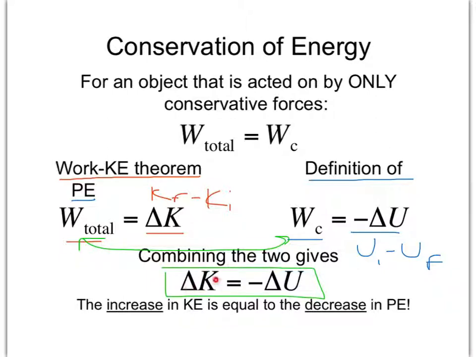As kinetic energy changes, we can say that potential energy changes inversely. So you have something at the top of a hill. It's got a lot of potential energy and no kinetic energy. As it starts to roll down the hill and gain kinetic energy, it loses potential energy. So the increase in kinetic energy is equal to the decrease in potential energy, and vice versa, I should say.